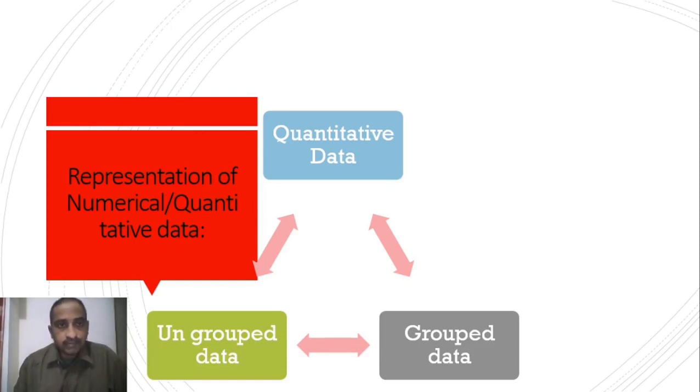So now how can we represent numerical data or quantitative data? There are two representations, ungrouped data and grouped data. For calculation of measures of central tendency or measures of dispersion, we have to use either grouped data or ungrouped data, right? So let us learn what we mean by ungrouped data and grouped data. Let me first talk about ungrouped data.